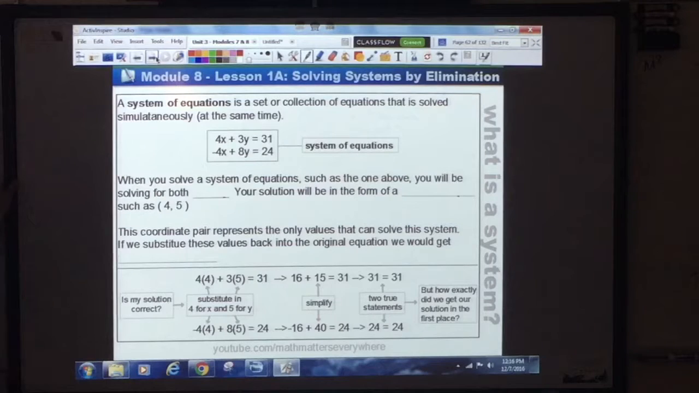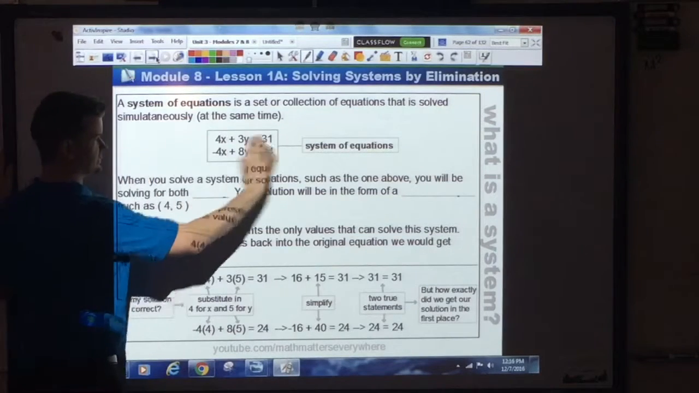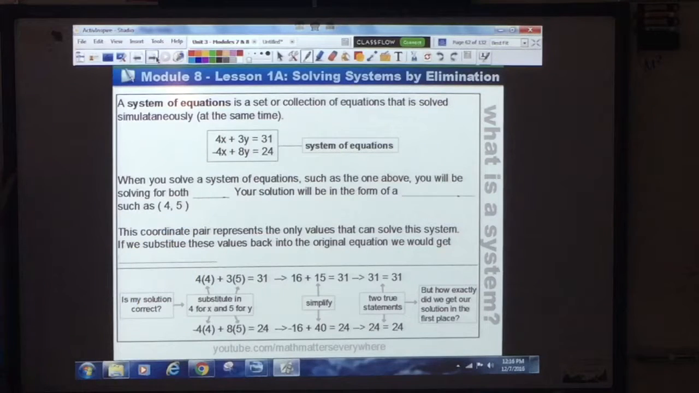And you're like, wait, hold on, why are there two equations? Because it's a system. A system is a collection of equations that is solved simultaneously, which means at the same time. So we're actually going to be solving both of these at the exact same time. Not one, but both. Now, since we have two equations, that means we should have how many answers? Two answers. You're going to have two answers.